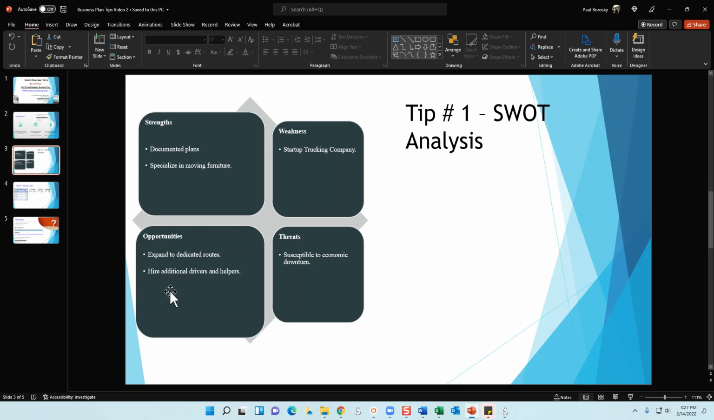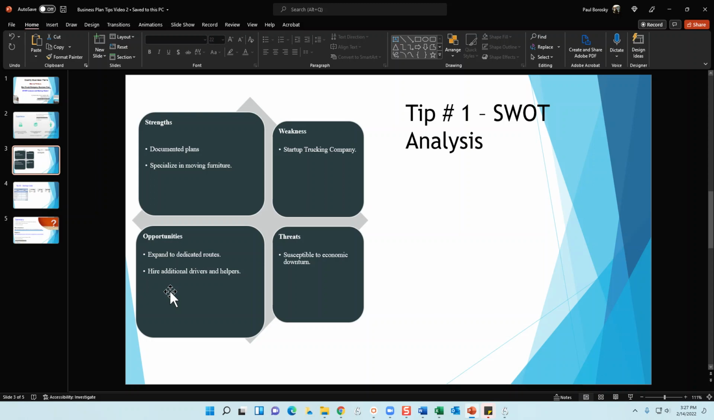Next is going to be hire additional drivers and helpers. When you start expanding, there's only so much one person can do in a day. You're going to run out of time if you try to do it all yourself. So that might be an opportunity as well: hire some drivers and hire some helpers.